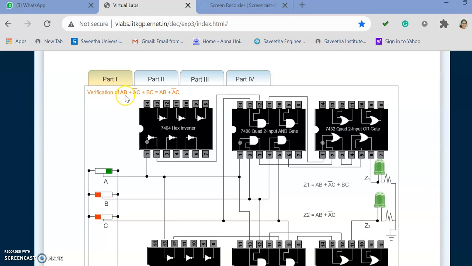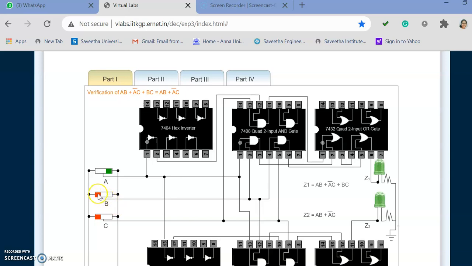So A is 1, B is 0, which means this is 0. A is 1, here it is going to become 0, the complement of it. So this is also 0. Here B and C are 0. So the 0, 0, 0, so all will be equal to 0. So I can just change these values and verify.